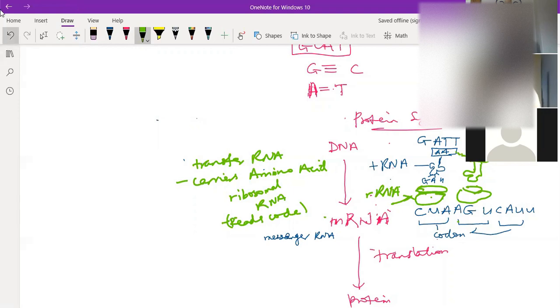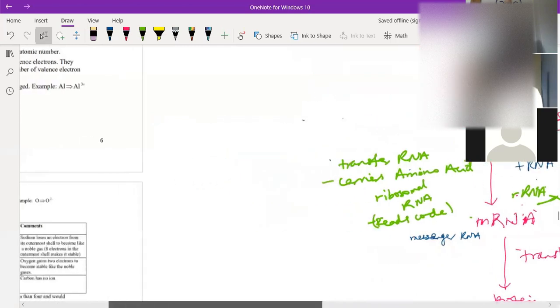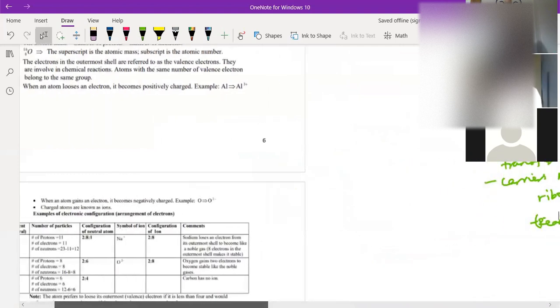So remember the functions of the different RNAs, tRNA, rRNA, and mRNA. mRNA has a message. rRNA reads the code, and then tRNA transfers or brings in the amino acid. Okay. So that's what I want you to know for this one. Right? So this is just a quick overview of what protein synthesis is all about, you know. Okay. So let's keep it simple like this for now.